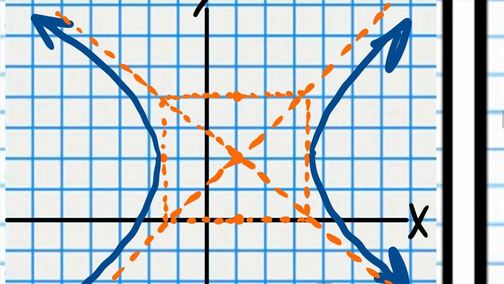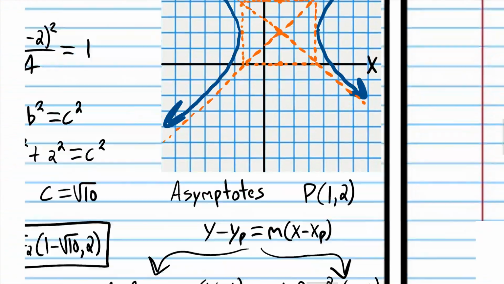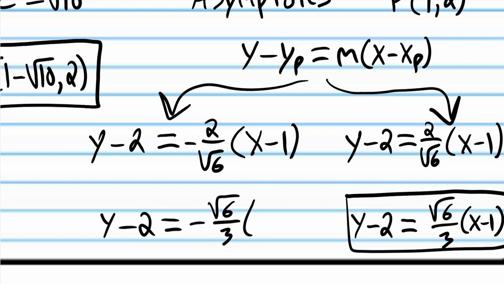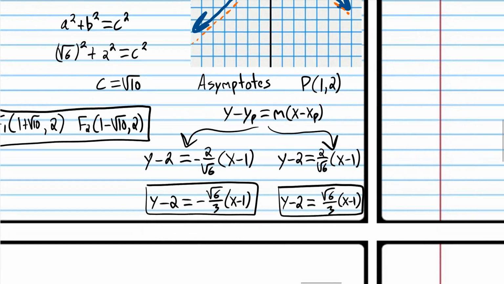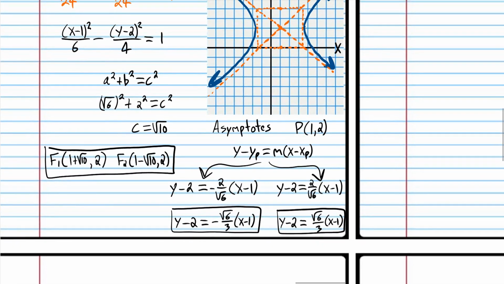Now for the other line going down, it's going to be the same rise and run, except we're going down, so negative 2 over root 6. The rise is actually negative 2, and the run is still root 6. So negative 2 over root 6, multiply both sides of that fraction by root 6, and we get negative root 6 over 3, x minus 1. So that's the other equation of the asymptote. So if you got those answers, good.